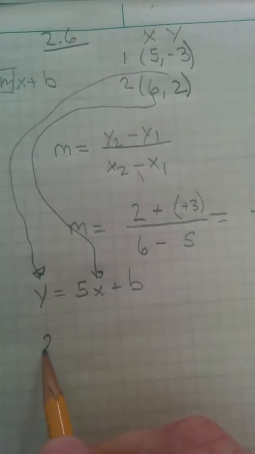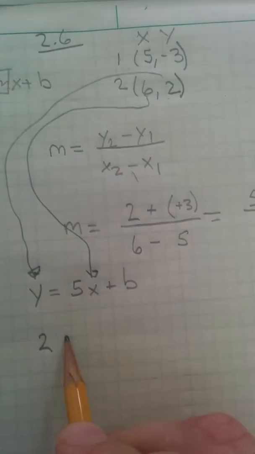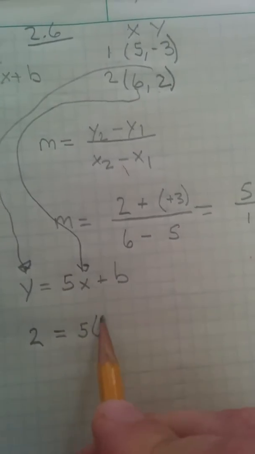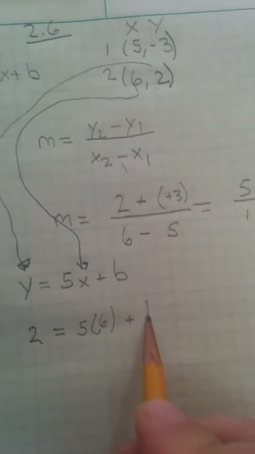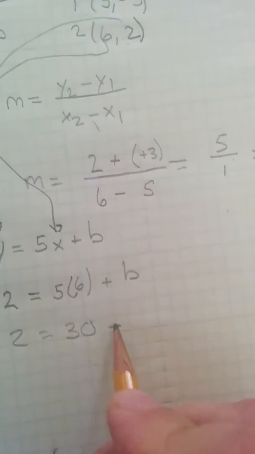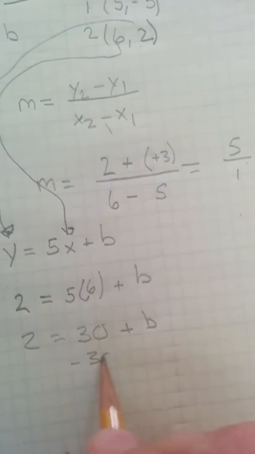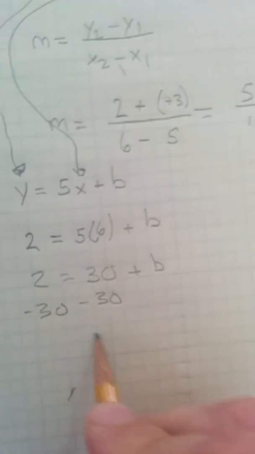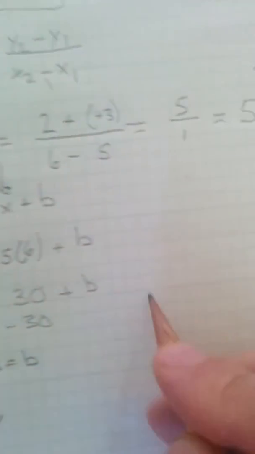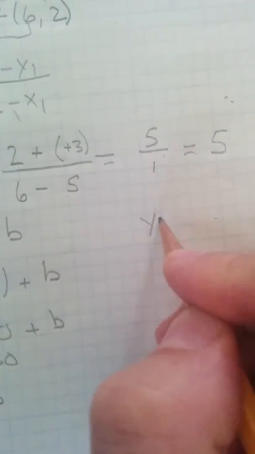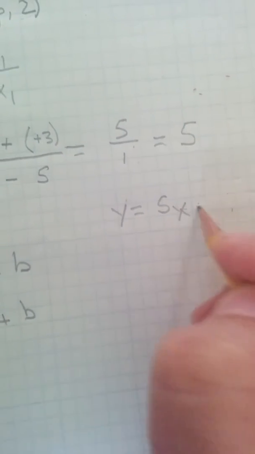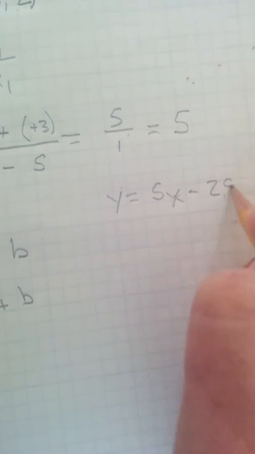So we have 2 equals 5 times 6 plus b. So 5 times 6 is 30. Subtract 30, b equals negative 28. So our equation is y equals 5x minus 28.